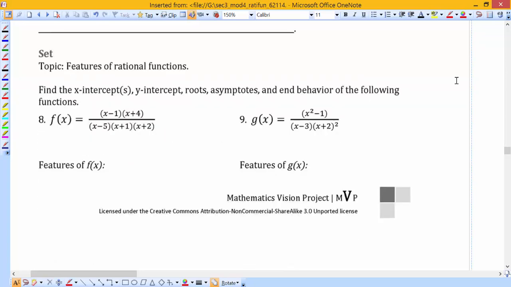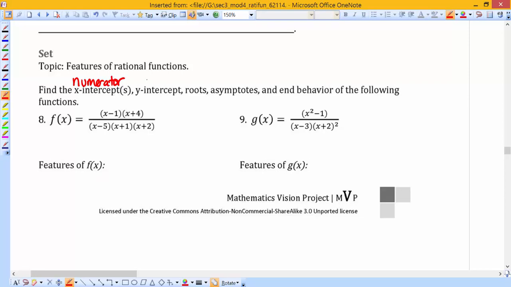Now let's talk about the set. We have been talking about x-intercepts, y-intercepts, roots, asymptotes. We have not been spending too much time with end behavior. So let's just review x-intercepts. We've talked about the shortcut for finding x-intercepts. And if you look at your foldable, you should have on your foldable x-intercepts come from your numerator. You set each of your factors equal to 0 and you solve for x.